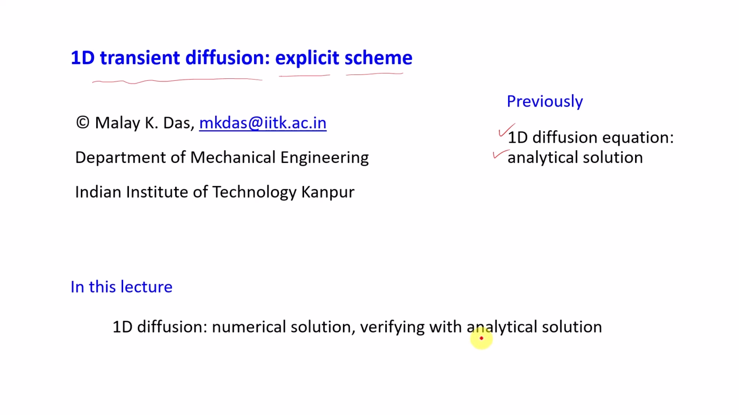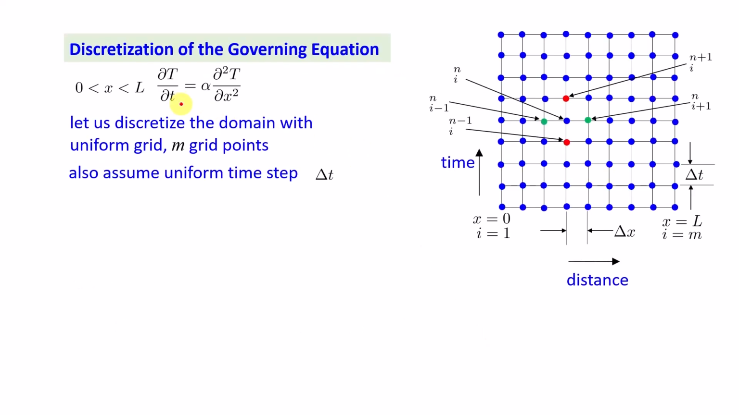So let's proceed then. Here we have taken our governing equation as del T by del t equals alpha del 2T by del x2. I am keeping this dimensional form. Now the first step of solving this equation is to discretize the domain. In this case we are using a uniform grid of size delta x and a uniform time step of delta t.